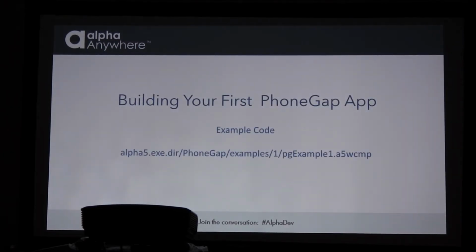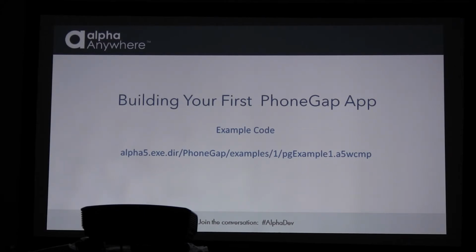So we're going to take a look at an app right now. I'm going to jump right into the builder, and we'll take a look at a simple PhoneGap application. I've released this component. Wherever you've got Alpha installed, there's a PhoneGap directory in there, and an examples directory. Then under 1, this is the component, PG example 1. That's the one we'll be playing with right now. So if you actually have Alpha on your machine right now, you can just follow right along.